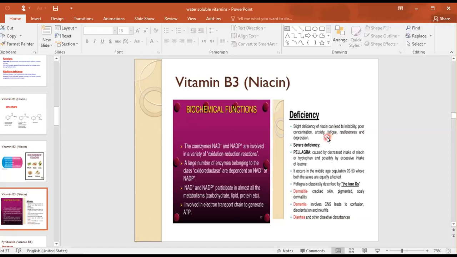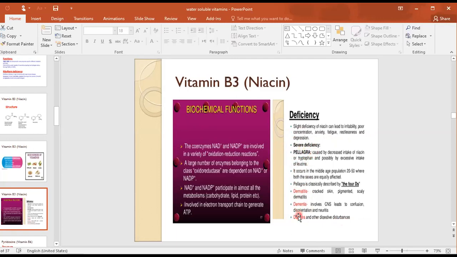What about the deficiency? It results in a very important disease called pellagra. Slight deficiency of niacin can lead to irritability because it affects the nerves, poor concentration, anxiety, fatigue, restlessness, and depression. Severe deficiency leads to pellagra, which is characterized by the 3 Ds: dermatitis, inflammation of the skin, dementia, decrease of the mental or intellectual ability, diarrhea, which is passing frequent stool. اوكي يبقى المرض المهم اللي بيحصل نتيجة النياسين deficiency اسمه pellagra.